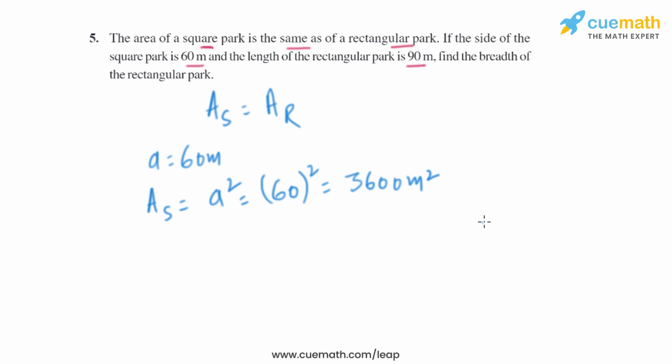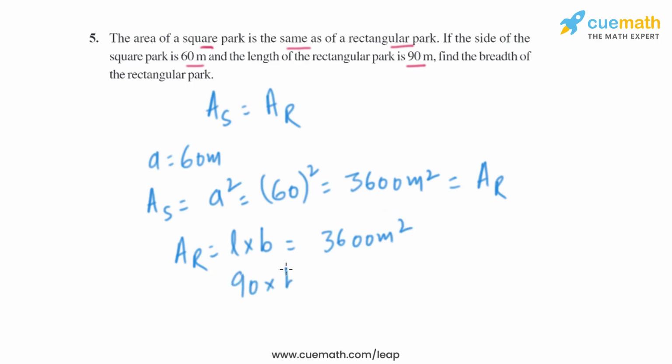Now we know that the area of the square park is the same as the area of the rectangular park. We know that the area of a rectangle is nothing but length into breadth. And we know the area, that is 3600 square meter. Length is given, that is 90 meter. We have to find breadth, so we can find breadth from there easily. So breadth will equal 3600 divided by 90, which is 40 meter. So that will be the breadth of the rectangular park.